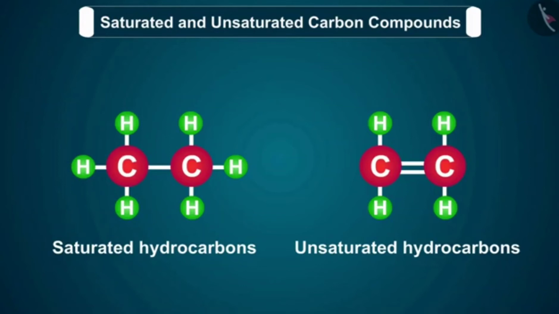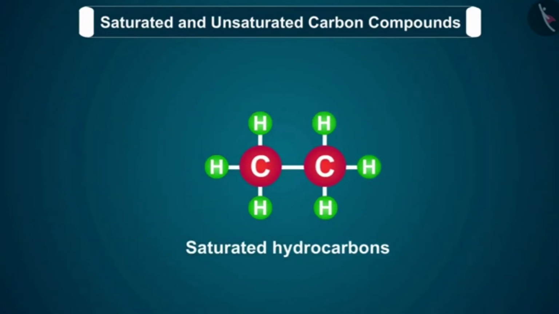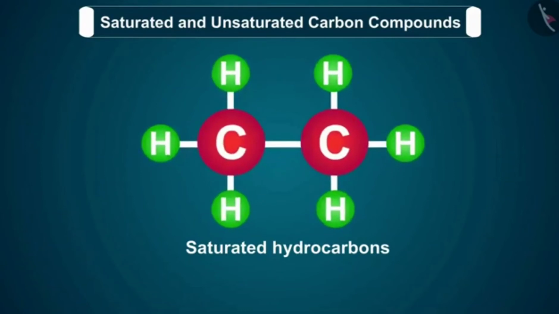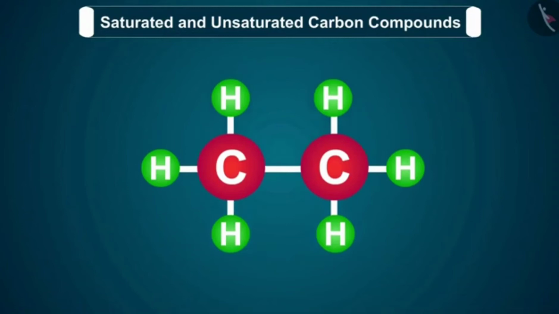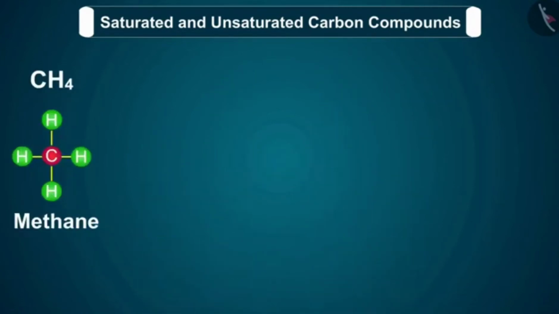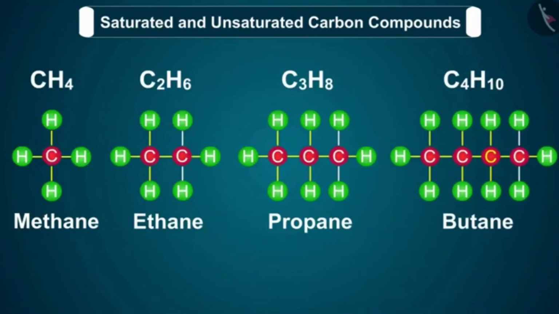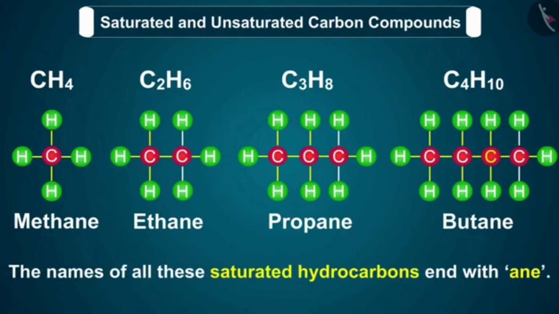Children, first of all, we will discuss saturated hydrocarbons, and they are also called alkanes. A hydrocarbon in which carbon atoms are connected only by single bonds is called a saturated hydrocarbon. Thus, the hydrocarbons methane, ethane, propane and butane are alkanes. The names of all these saturated hydrocarbons end with "ane".